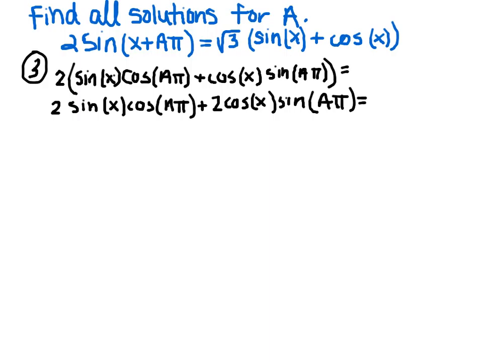Now if we work with the right-hand side, we distribute that square root of 3. That square root of 3 will go to the sine and to the cosine. So square root of 3 sine of x plus square root of 3 cosine of x.